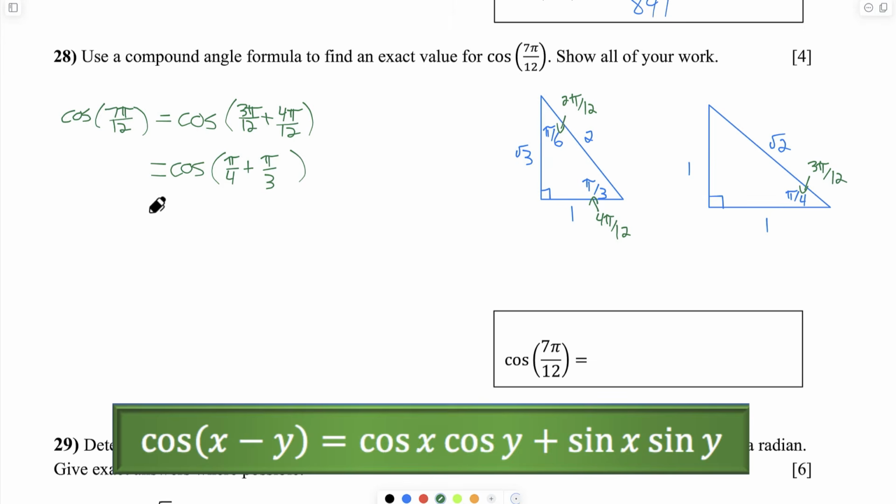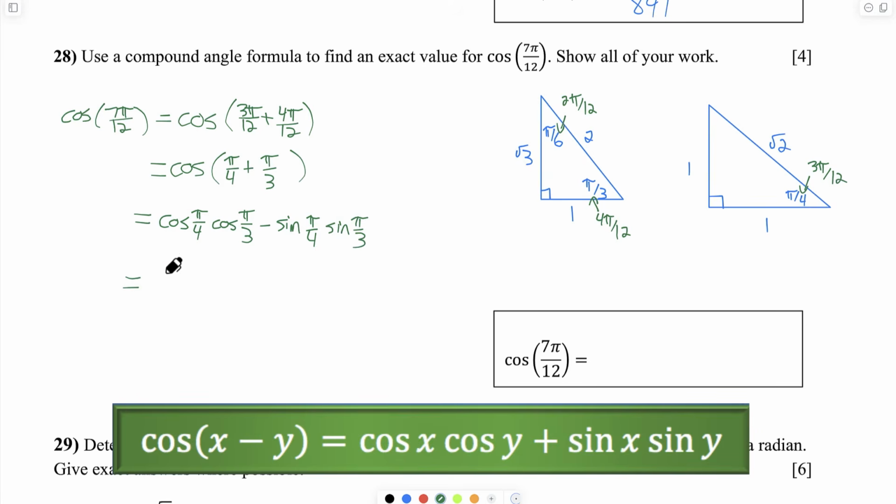That compound angle identity tells me that cosine of a sum of angles is equal to cos of the first angle times cos of the second angle minus sine of the first angle times sine of the second angle. And now I can find all four of those ratios just by looking at my special triangles.